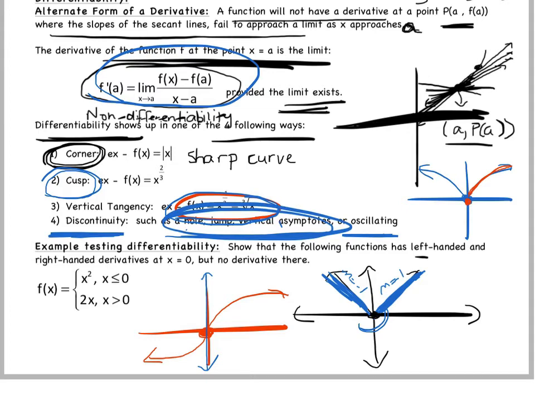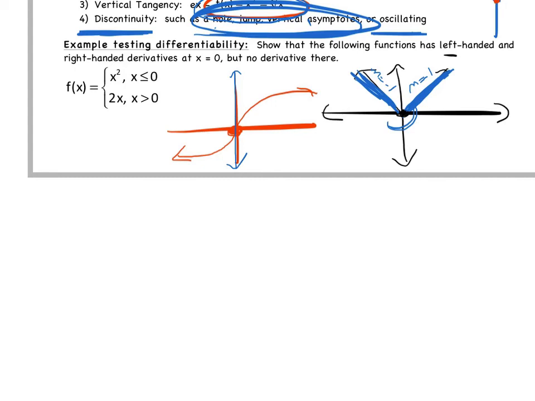So I'm going to look at an example of specifically where you're going to get this issue. So the example I have here is f of x equals x squared for x less than or equal to 0, and then 2x for x greater than 0.